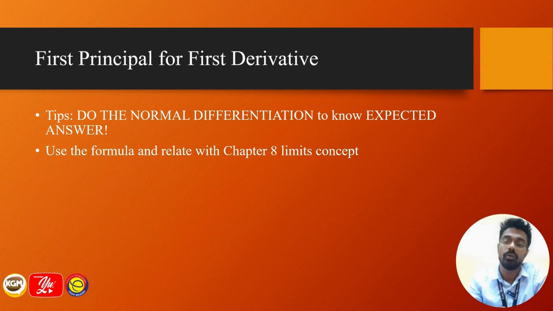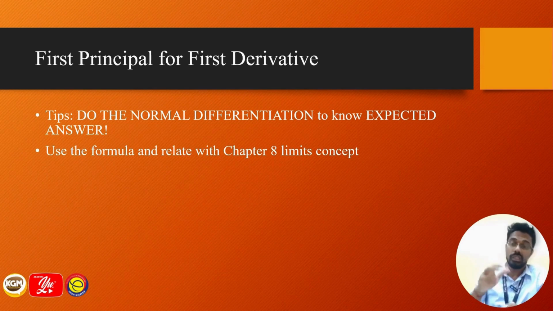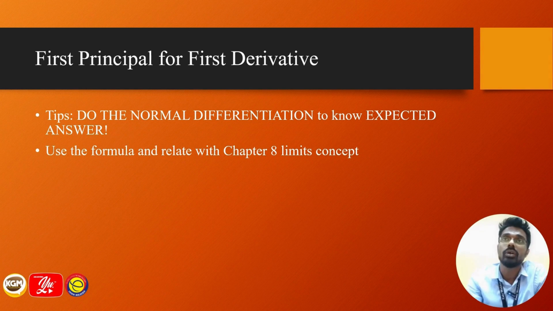Principle for first derivative. I know during your Form 5, you struggled, you didn't have any sort of tips. But here in matriculation, it is very straightforward. Why? Because you know how to do differentiation, and then you can link with the limits concept that you already studied in your chapter 8. So it's a fairly straightforward thing. Here I've given some tips.